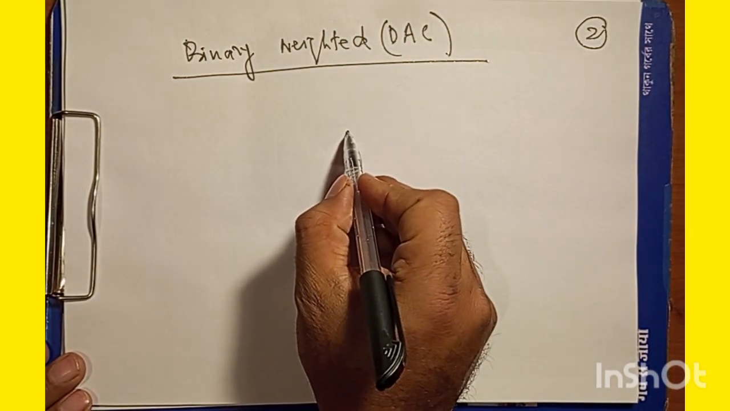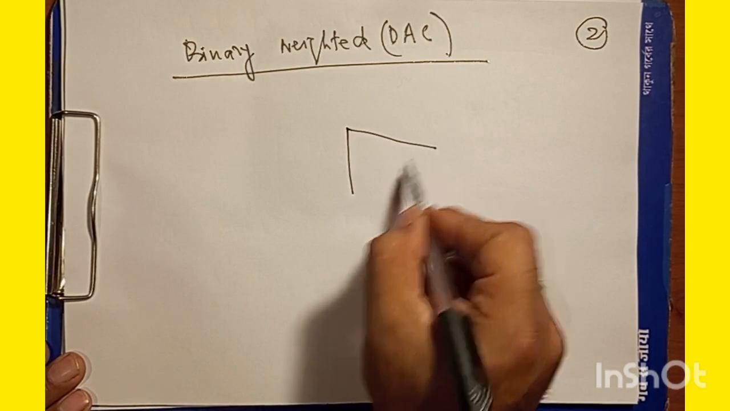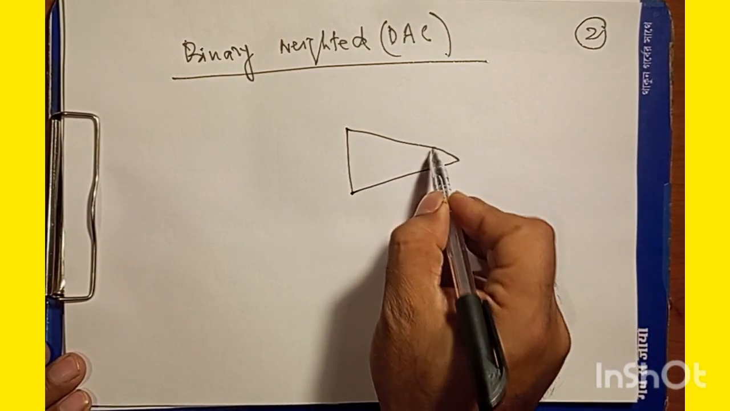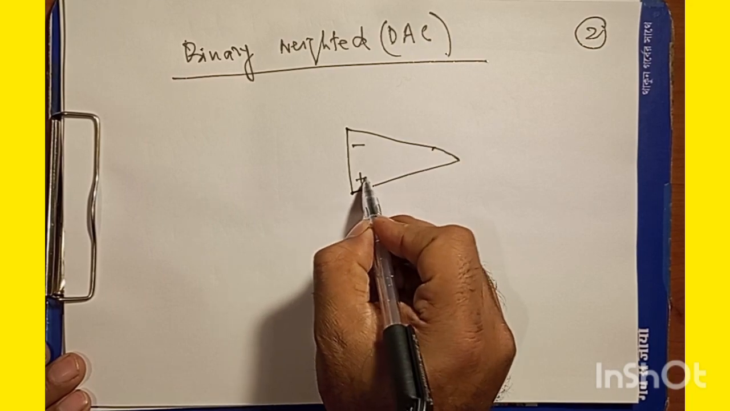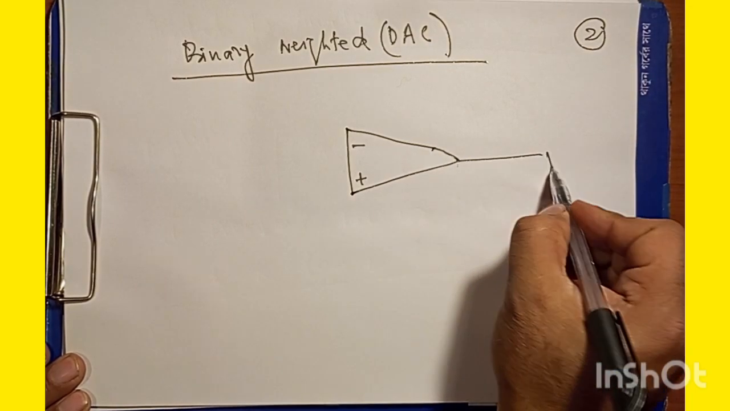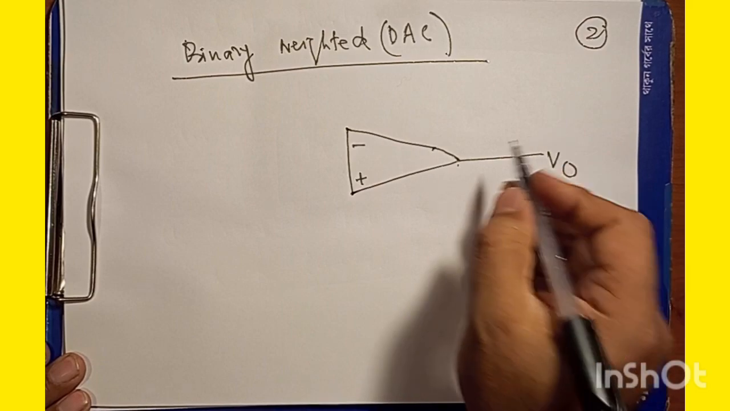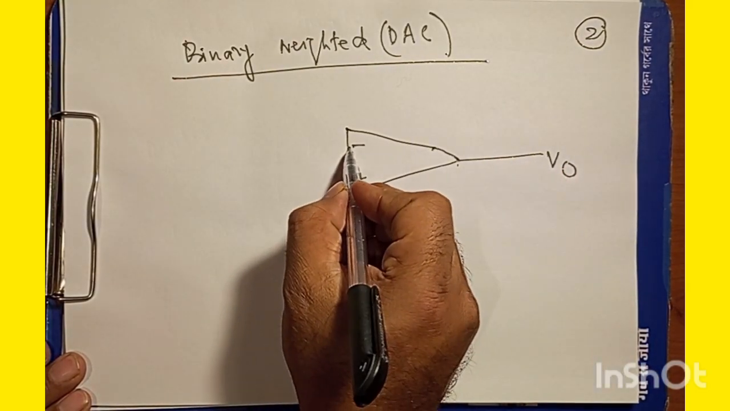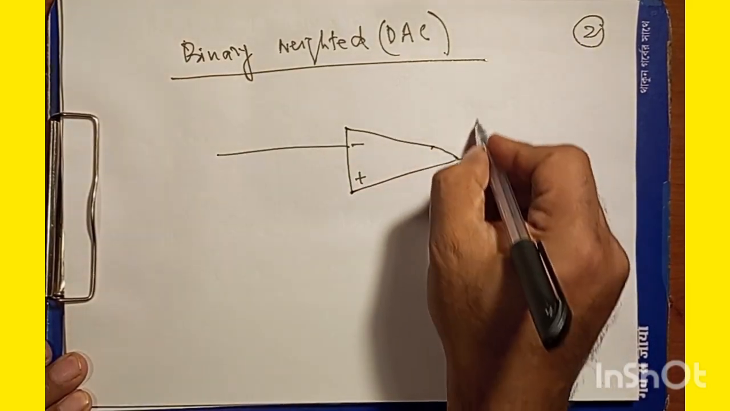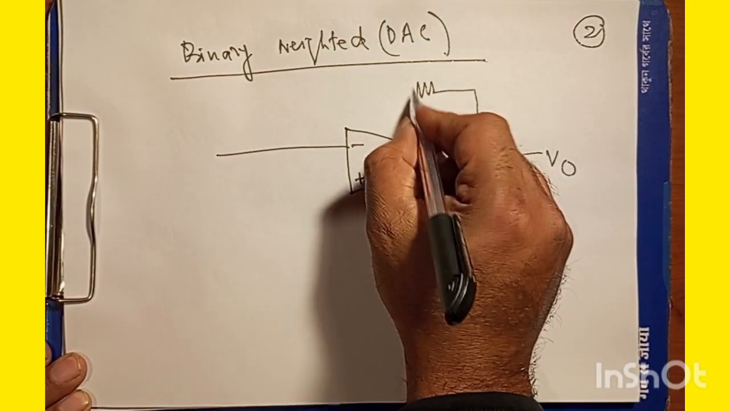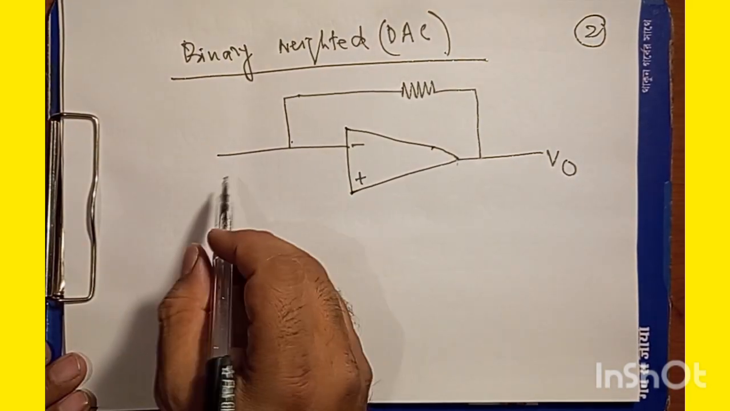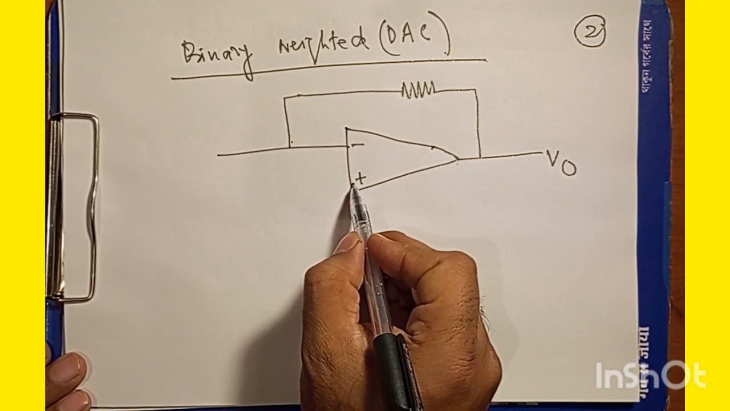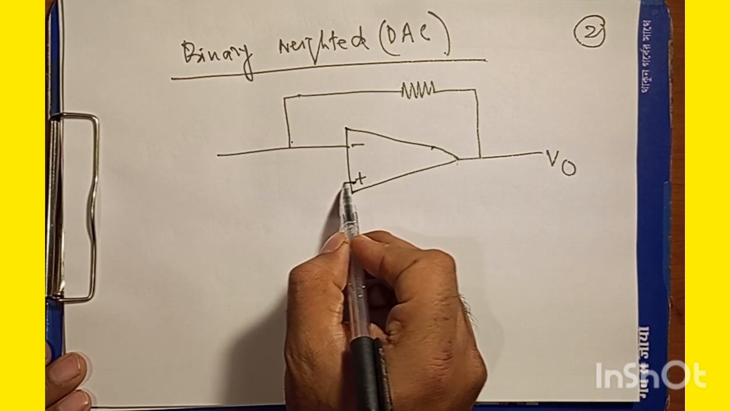So to start with, we have an operational amplifier like this. This is its inverting terminal. This is its non-inverting terminal. This is the output, and here I have a feedback resistance, and this is the non-inverting terminal.